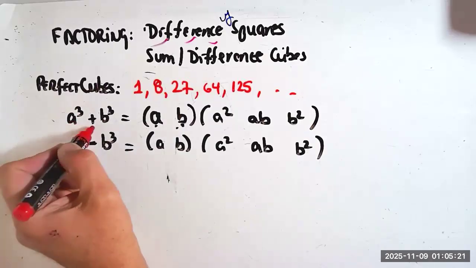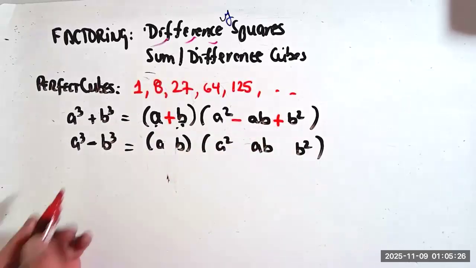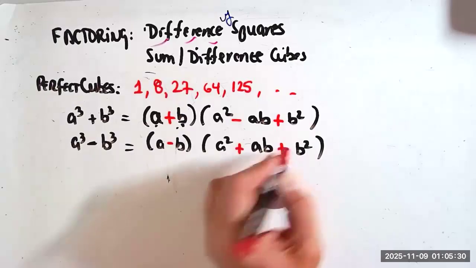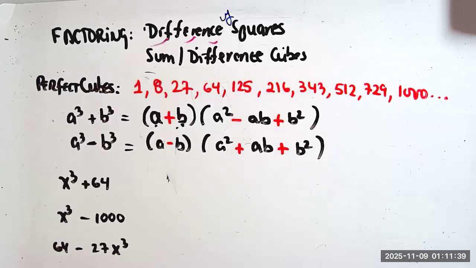This is A cubed plus B cubed, that will be A plus B, then minus plus. This is A cubed minus B cubed, will be A minus B, then plus plus. And you only need one negative. Other than that, let's go ahead and do 2 or 3 examples. These are very straightforward. Okay, so let's try these 3 examples for now.